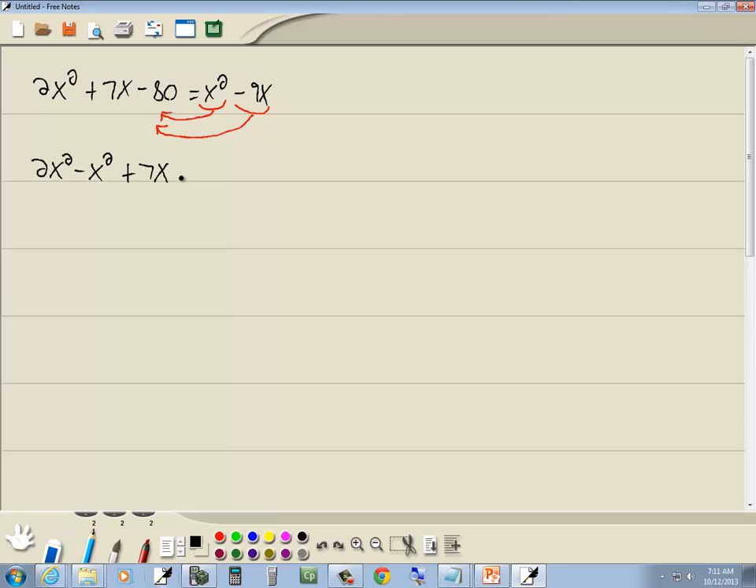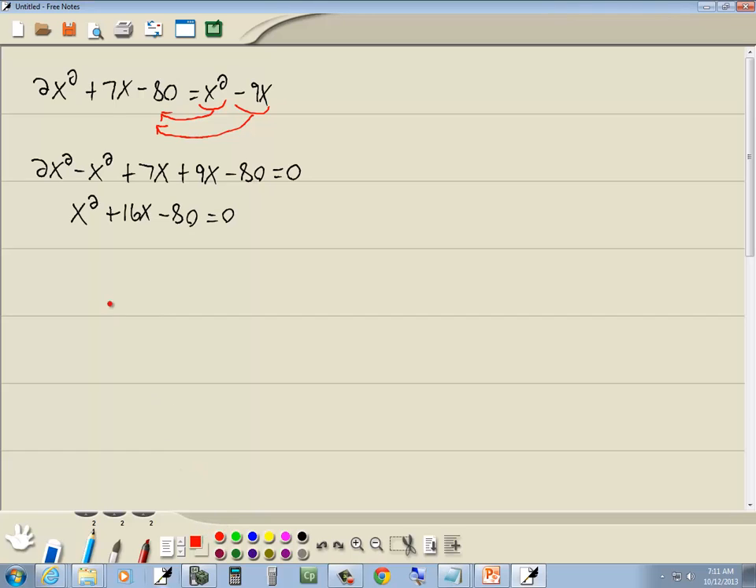I'll take the negative 9x over and put it next to the 7x. And again, the negative 9x becomes a positive 9x. All the rest stays the same. Now, anywhere in mathematics, you should always combine like terms. 2x squared minus x squared gives us 1x squared, or x squared. 7x plus 9x is 16x. Minus 80 equals 0. Okay, so we got 0 on one side.